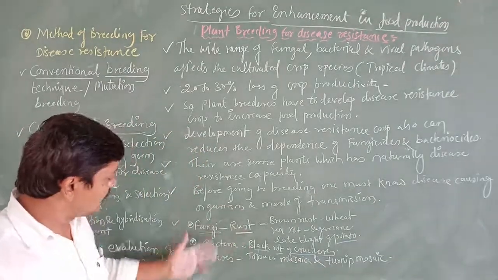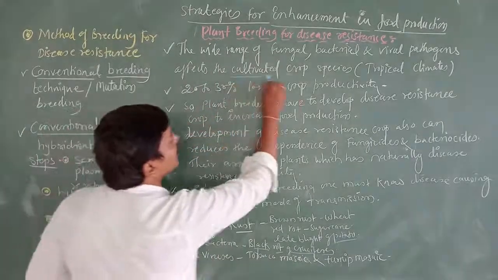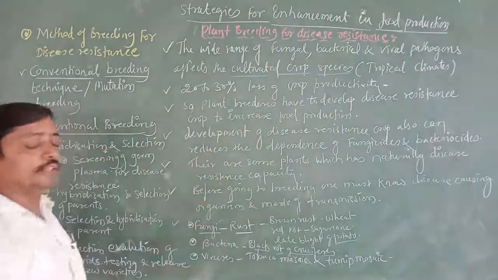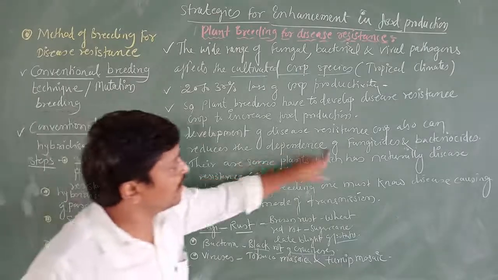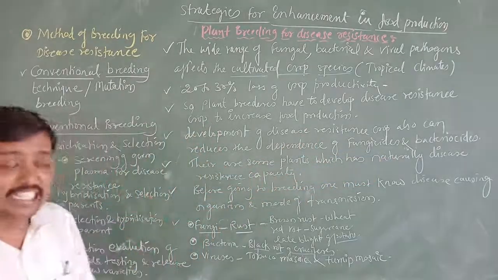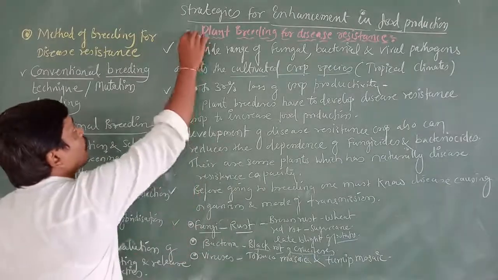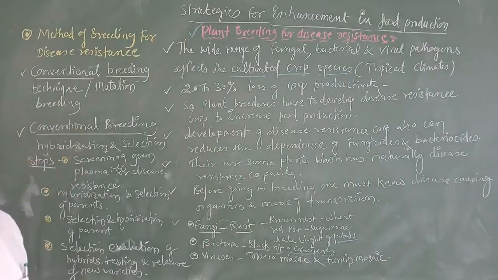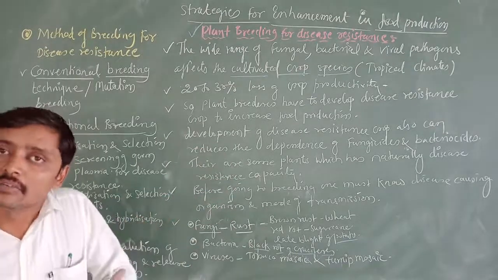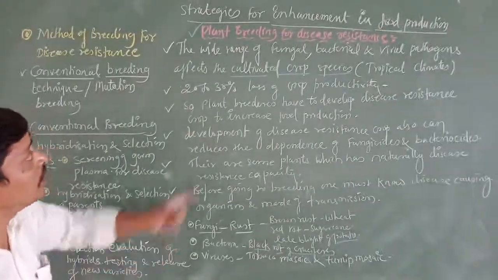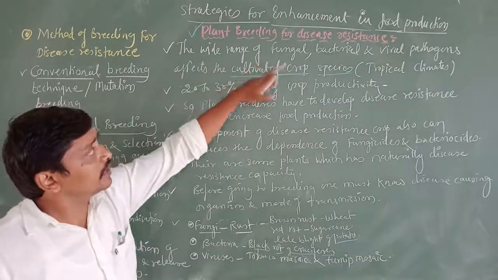So these are some common diseases we find in cultivated crop species. If we want to reduce the dependence on fungicides, and increase the disease resistance to such fungal, bacterial and viral diseases, we go for plant breeding for disease resistance, and it is important in improving agricultural productivity, in the sense the productivity of cultivated crop species. Right? This is about plant breeding for disease resistance.